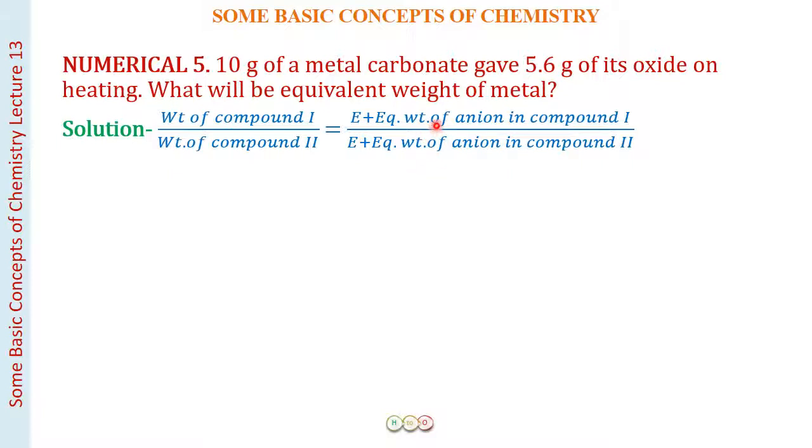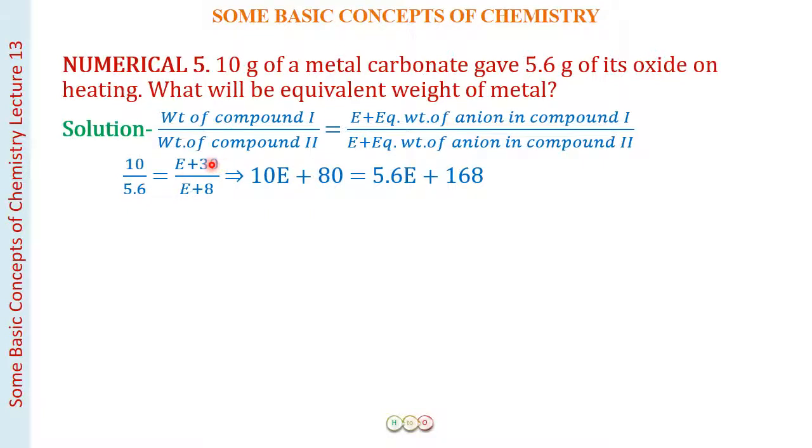And the compound 1 equivalent weight, how can you find that? The equivalent weight of the metal, which we are saying to be E, plus the equivalent weight of the anion. In this case, the anion in the first case would be carbonate, and in the second it would be the oxide. So just substituting the values, we have 10 gram, the weight of compound 1, which is the metal carbonate, and 5.6, the weight of the metal oxide. This would be equal to E plus 30.